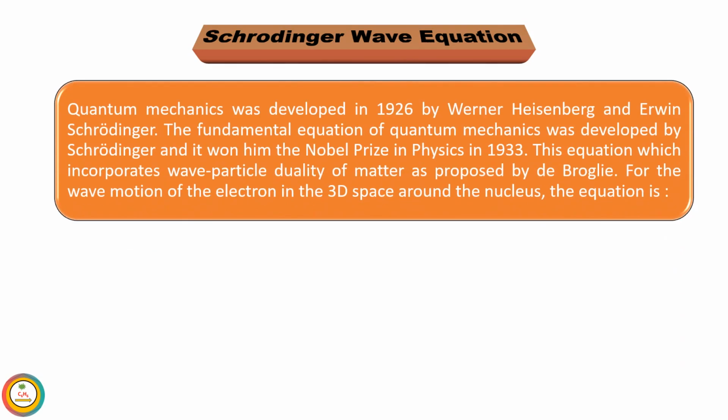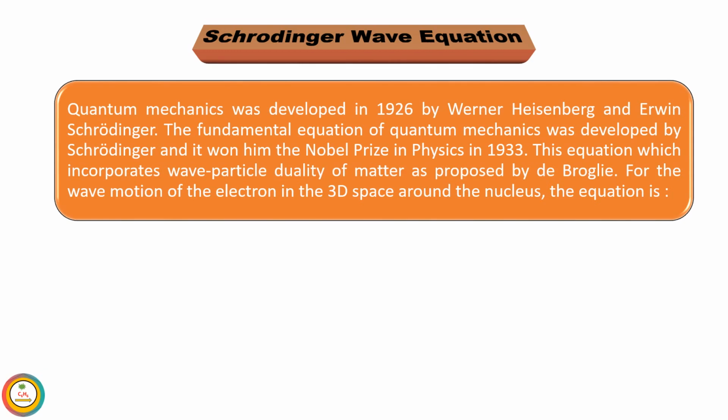Schrodinger wave equation. Quantum mechanics, the newest branch of mechanics, was developed by Heisenberg and Schrodinger. The fundamental equation of quantum mechanics is given by Schrodinger. Due to this equation, Schrodinger won the Nobel Prize in Physics in 1933. This equation incorporates the wave-particle nature of matter. It means the wave nature and particle nature of matter, the dual nature proposed by de Broglie.